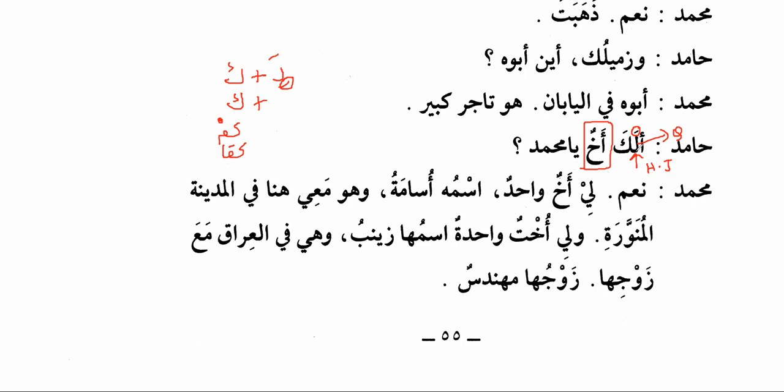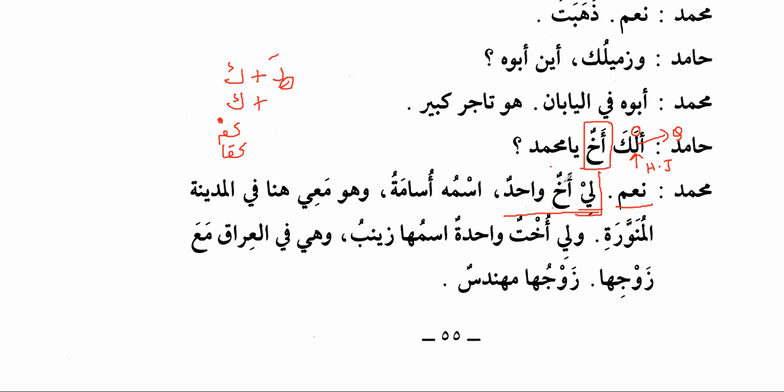And in Arabic, you cannot say ladai. You should say a laka akhun, do you have a brother? And translate as, do you have a brother? Ya Muhammad. So he says, naam li, I have. You cannot translate it as for me. You will translate it as, I have a brother, one brother, akhun wahidun, and this is coming as shibu jumla. Khabar muqaddam and mubtada muakhar.